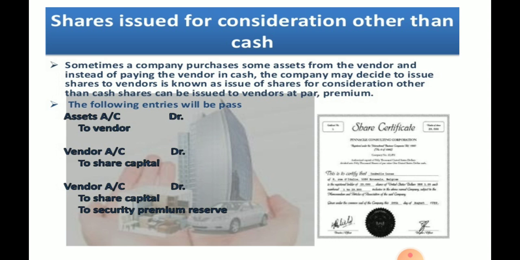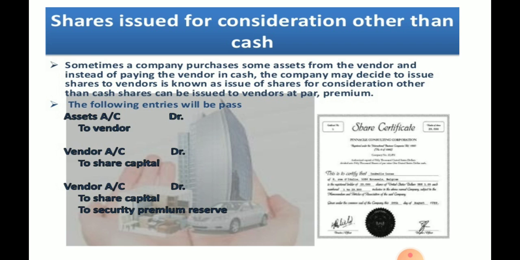So remember this: issue of shares for consideration other than cash. Sometimes the company purchases some asset from a vendor, and instead of paying the vendor in cash, the company may decide to issue shares to the vendor. This is known as issue of shares for consideration other than cash. Shares can be issued to the vendor at par or premium.